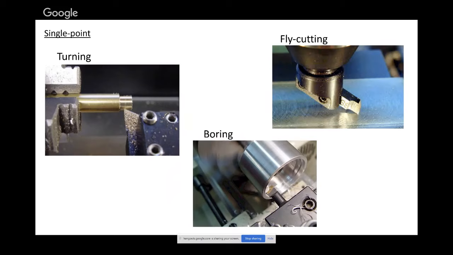Just one quick note. Notice here that this boring is essentially the reverse of the turning, right, or the lathe work. So both of these happen on a lathe, the turning and the boring. The turning happens on the outside. The boring is essentially just interior turning.